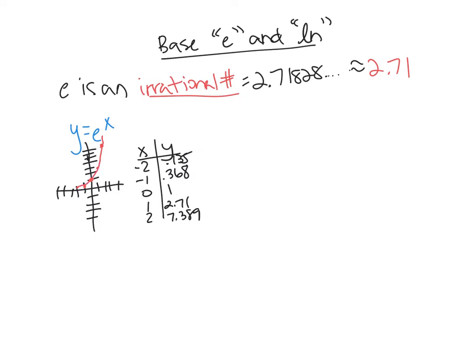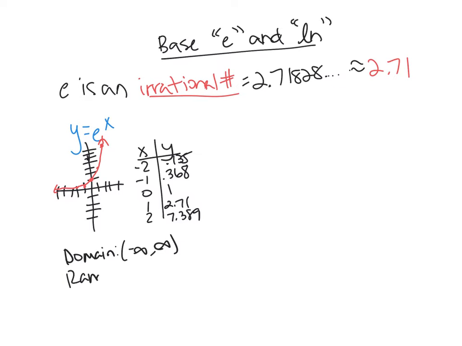So e to the x, again, it is exponential. It has that kind of backwards L shape. I call the parent function the plain Jane function. What are some key attributes? Notice our domain. Our domain is going to be all real numbers, just like with all exponentials. I can plug in any positive x, and I can plug in any negative x.